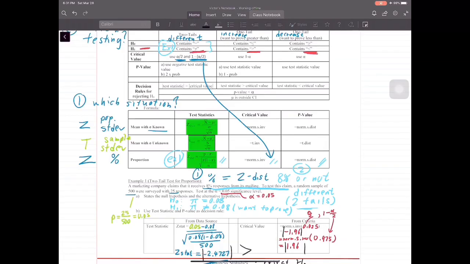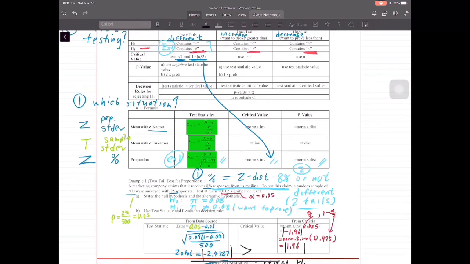And why that is important is because once you know which situation you're in, once you know you're in proportions, then you can use the formula to calculate the test statistic, the critical value, and the p-value. So you're going to use the Z statistic for proportions to calculate the test statistic. You're going to use the critical value NORM.S.INV in Excel to calculate the critical value for proportions. You're going to use NORM.S.DIST to calculate the p-value for proportions. So that's the first question, which situation you're in.